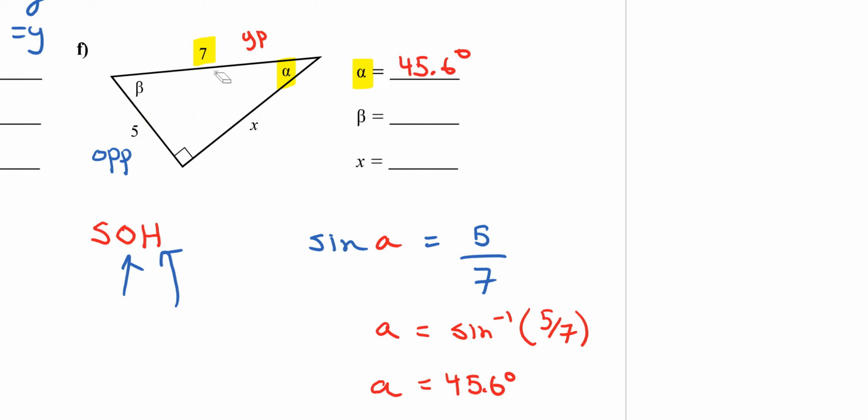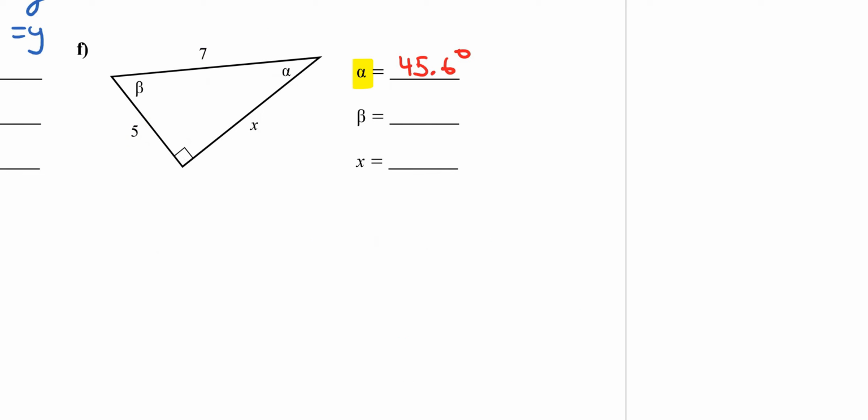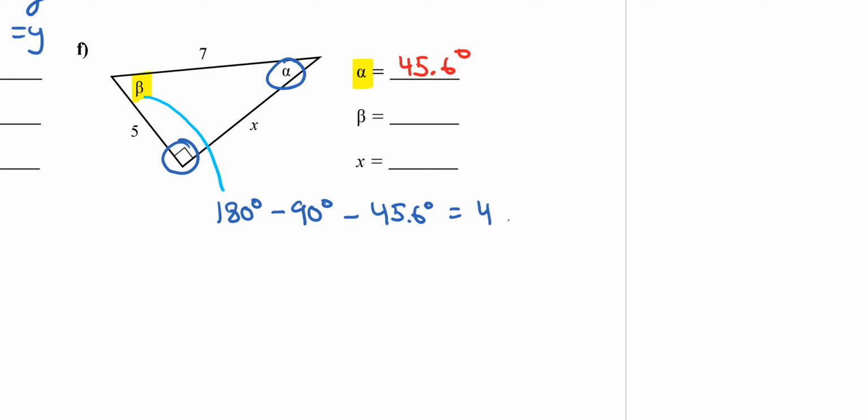Okay, and then after that, we got to find angle B. Now, angle B is not too bad once you find angle A. For angle B, we can use the concept that angles in a triangle add to 180 degrees. So we take away this 90 degrees, and we also subtract angle A, which is 45.6 degrees. If I subtract those numbers, I get 44.4 degrees. So angle B has a value of 44.4 degrees.